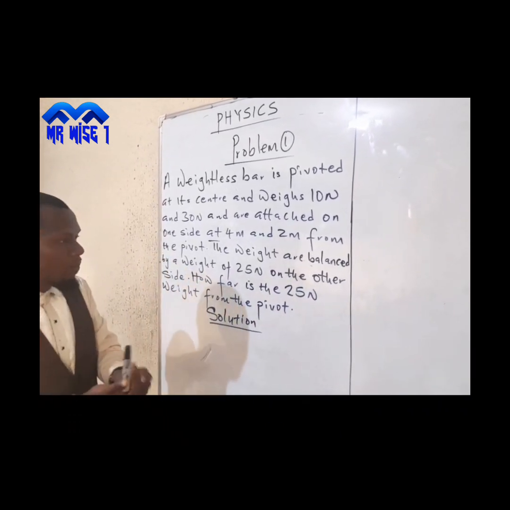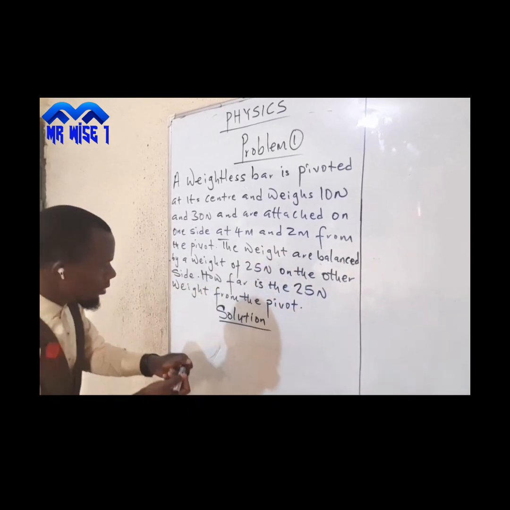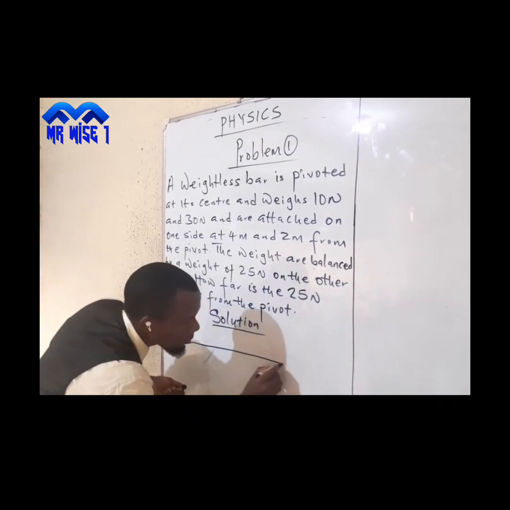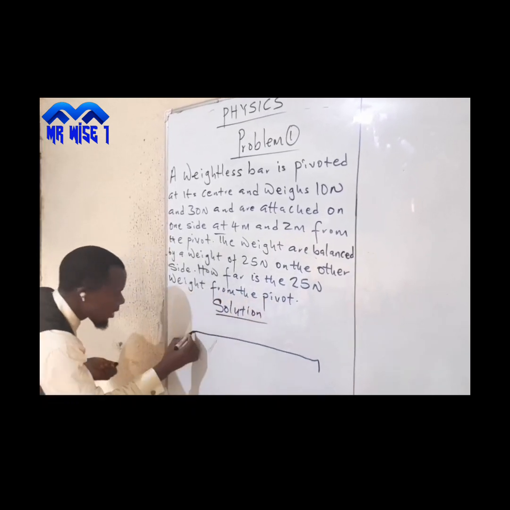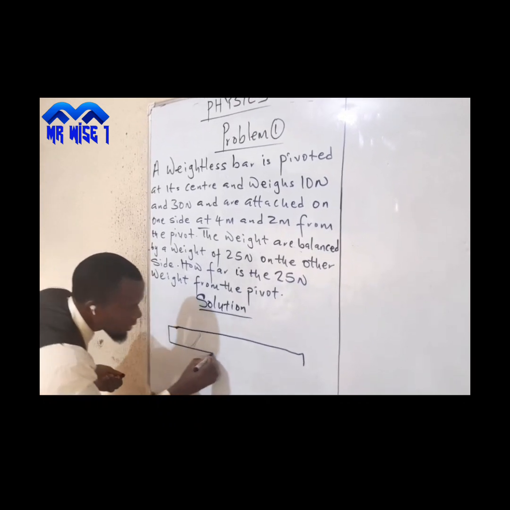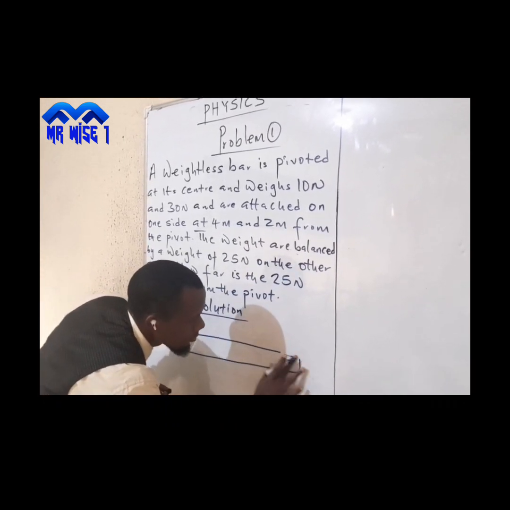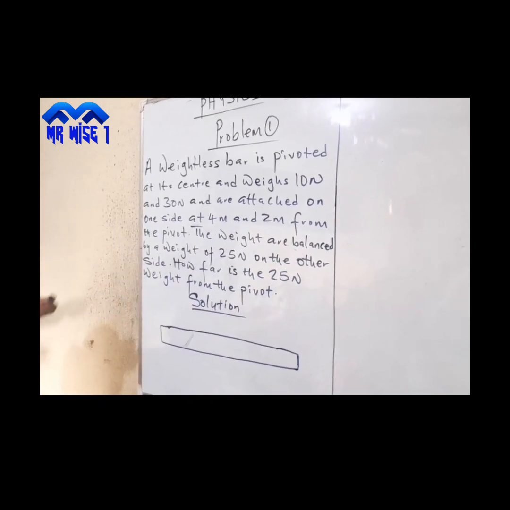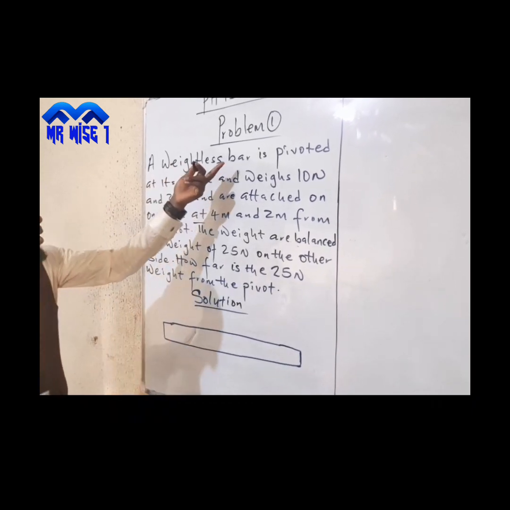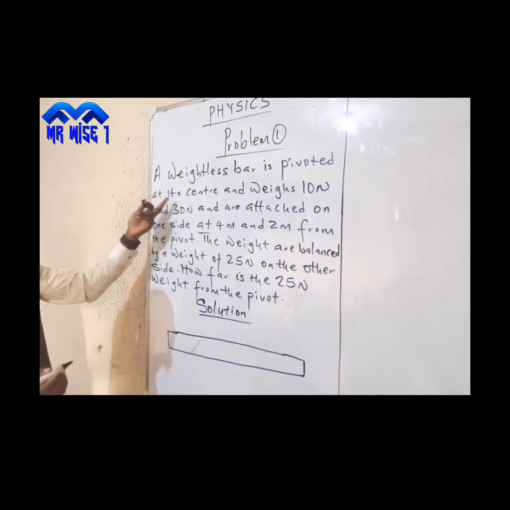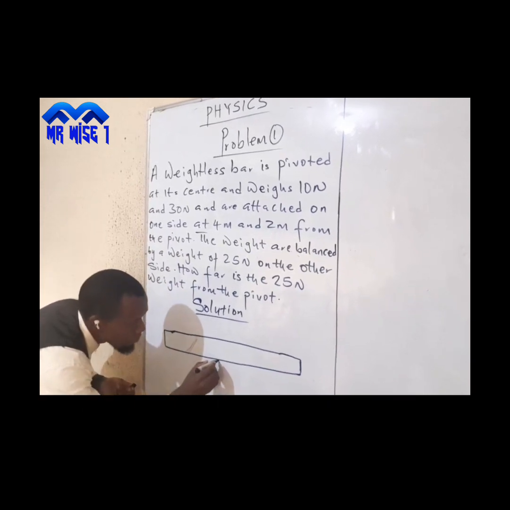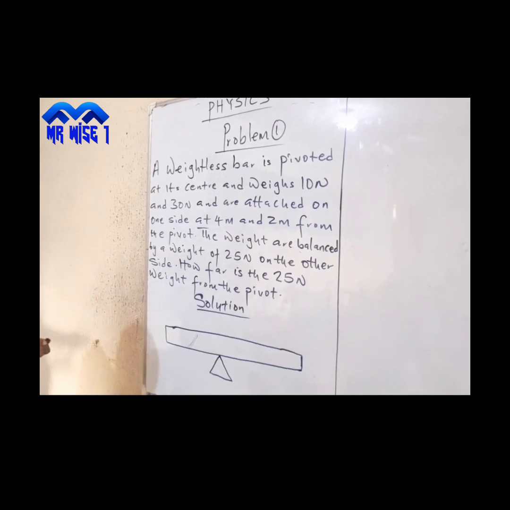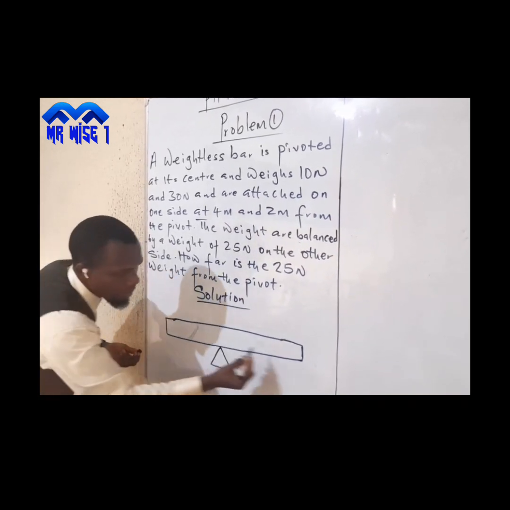Now see how far the 25 Newton weight is from the pivot. Okay, so let's proceed. The first thing I want to do is bring out the diagram of this problem on the board. So I'll draw my ruler. That's called a ruler. So I'll follow it sequentially now. A weightless bar is pivoted at its center. That means the fulcrum is at its center. From here to here is 50, and from here to here is 50.